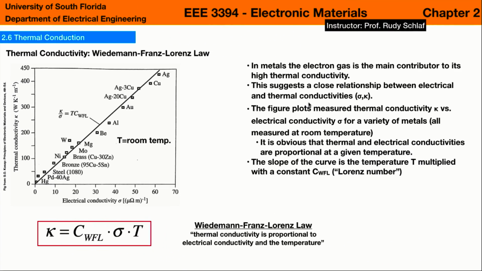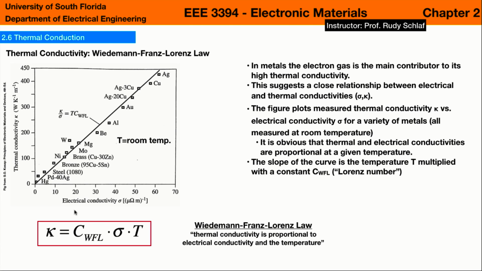Now we know that the thermal conductivity is strongly determined by the electrical conductivity. Metals have a much higher thermal conductivity than non-metals. So it's not surprising that the thermal conductivity is proportional to the electrical conductivity. And that's what you see here in this graph. This plots the thermal conductivity versus the electrical conductivity for a bunch of metals. And so you see there is a linear relationship.